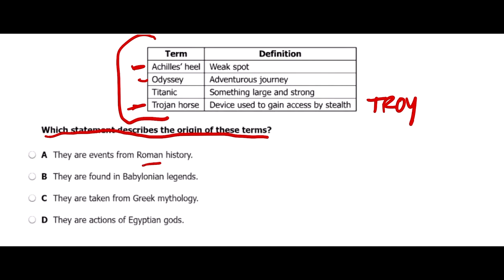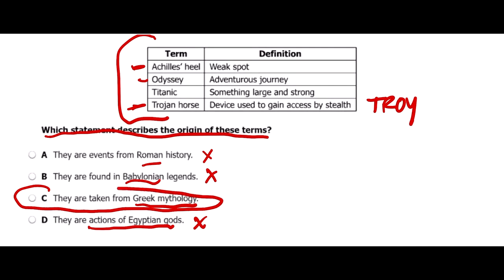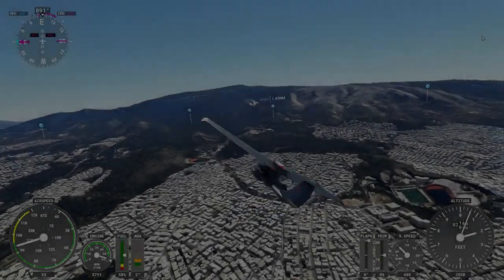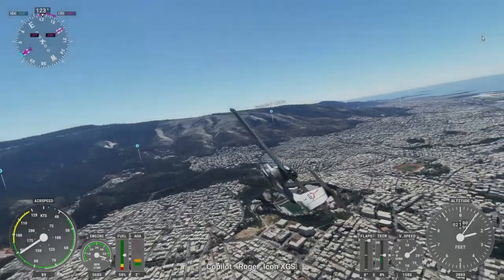So are they from Roman history? No. Babylonian legends? We didn't even talk about Babylonian legends. They are taken from Greek mythology? Yes. And then last, they are actions of Egyptian gods? No. So again, the hope is that you'll remember and associate Achilles or Trojan horse with Homer's Iliad and know that that's Greek.